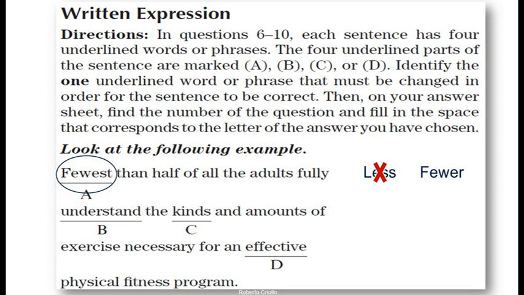So the fact that you can choose the element where there is a mistake does not mean that you know what is correct, and this is one of the limitations of this kind of items.